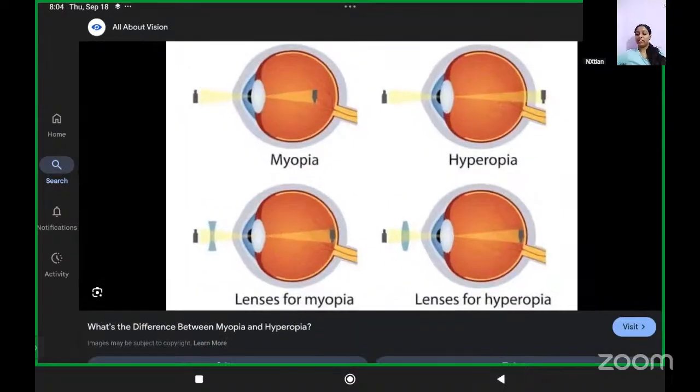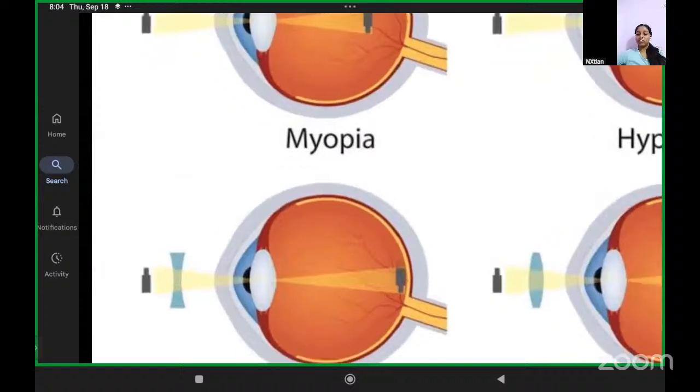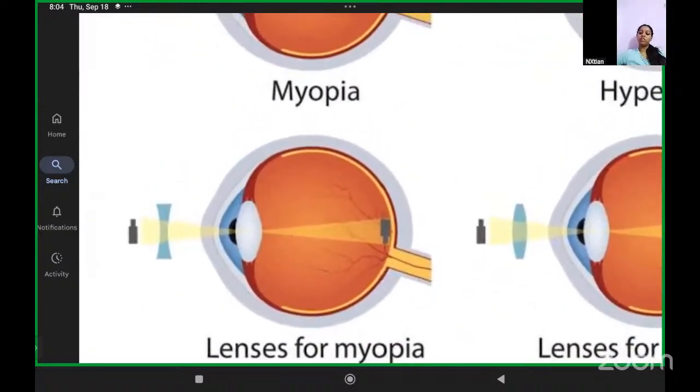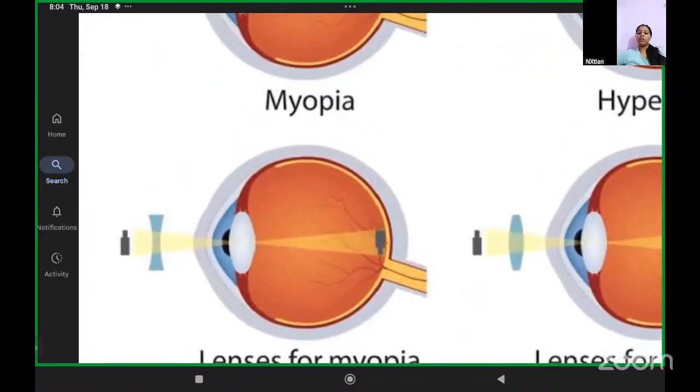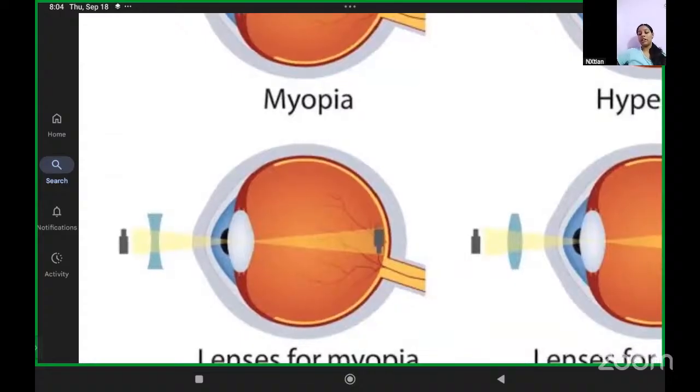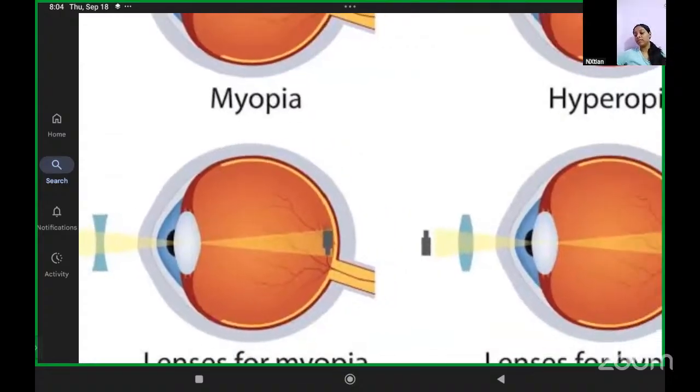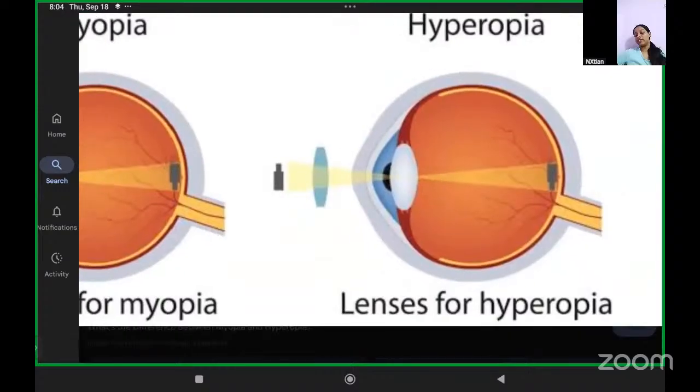This is how we correct it. Lenses for myopia: you can see a concave lens in the first one. Now when the concave lens is put, the image is again formed on the retina. Here, a convex lens is used. When the convex lens is put, the image is again formed on the retina.